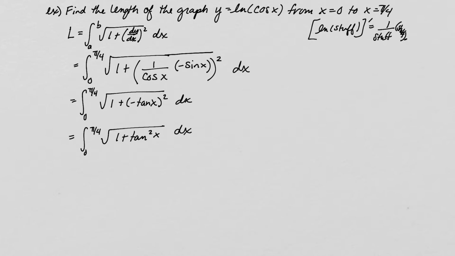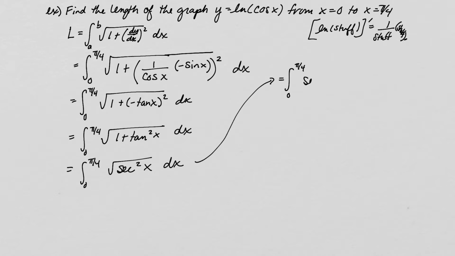Yeah, it's secant squared x. So we've got the integral from 0 to pi over 4 of the square root of secant squared x dx. If I take the square root of something squared, I just get that something, right? So this is the integral from 0 to pi over 4 of secant x dx. And secant x is one of the ones I have on that sheet, right?